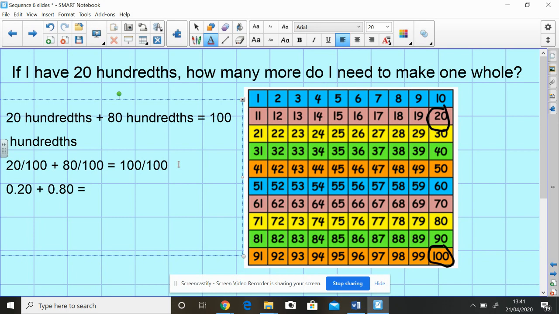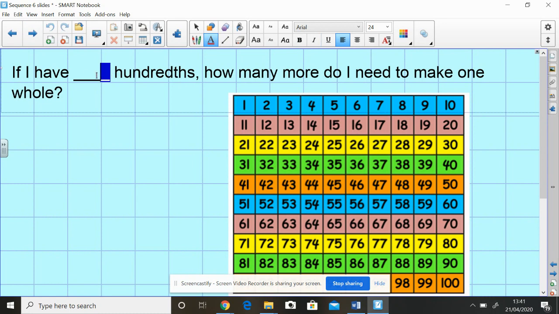And we can just write 100 hundredths as 1, because that is just one whole, okay? It's not a decimal, it's just one whole. Some people might write it as 1.0, but you don't have to. You can just write it as 1.